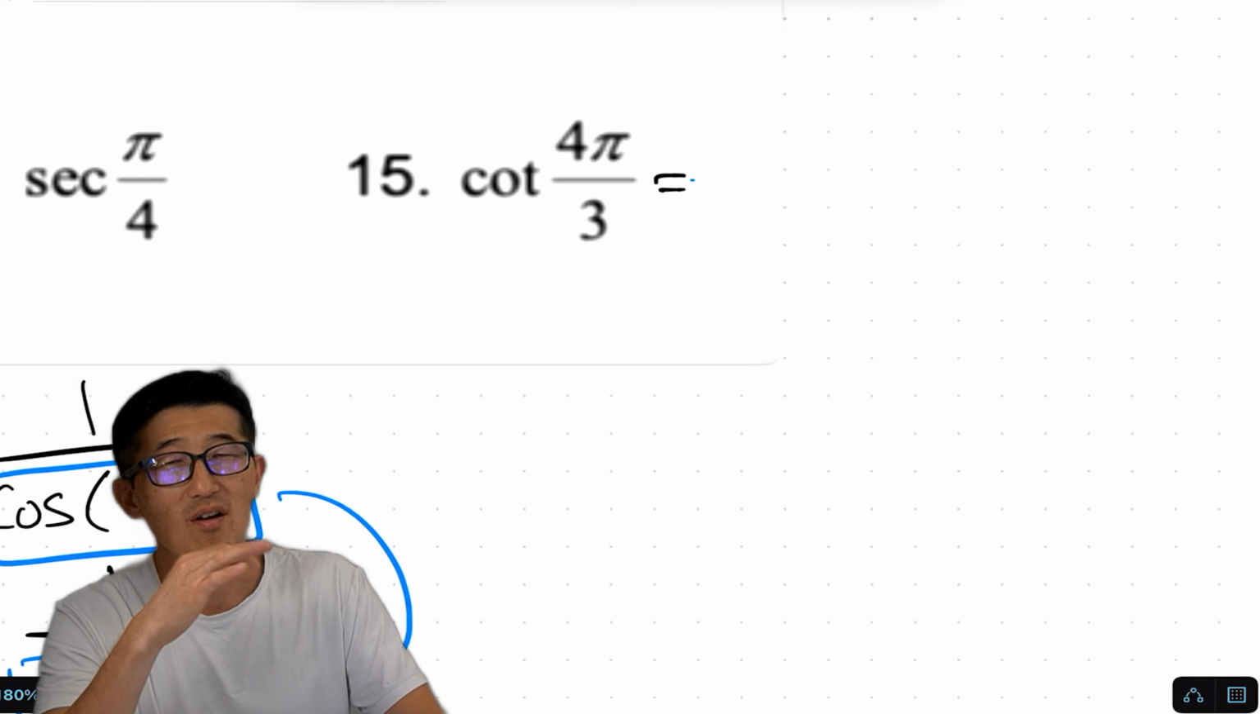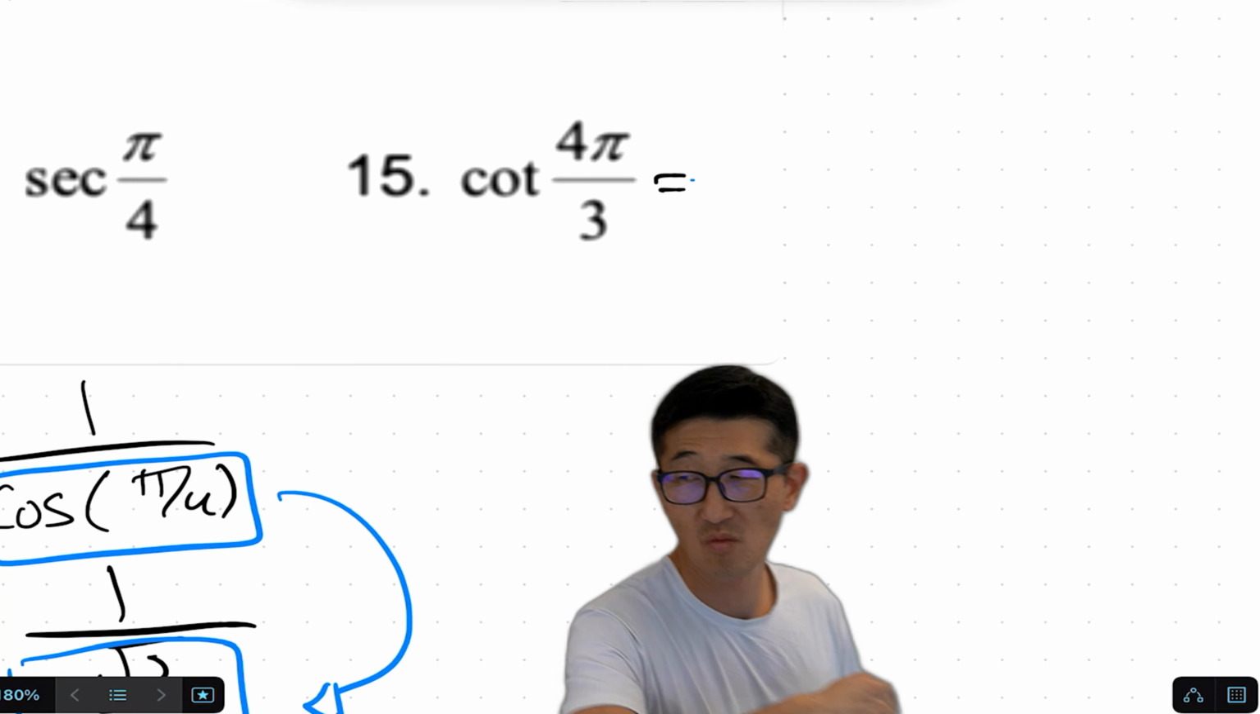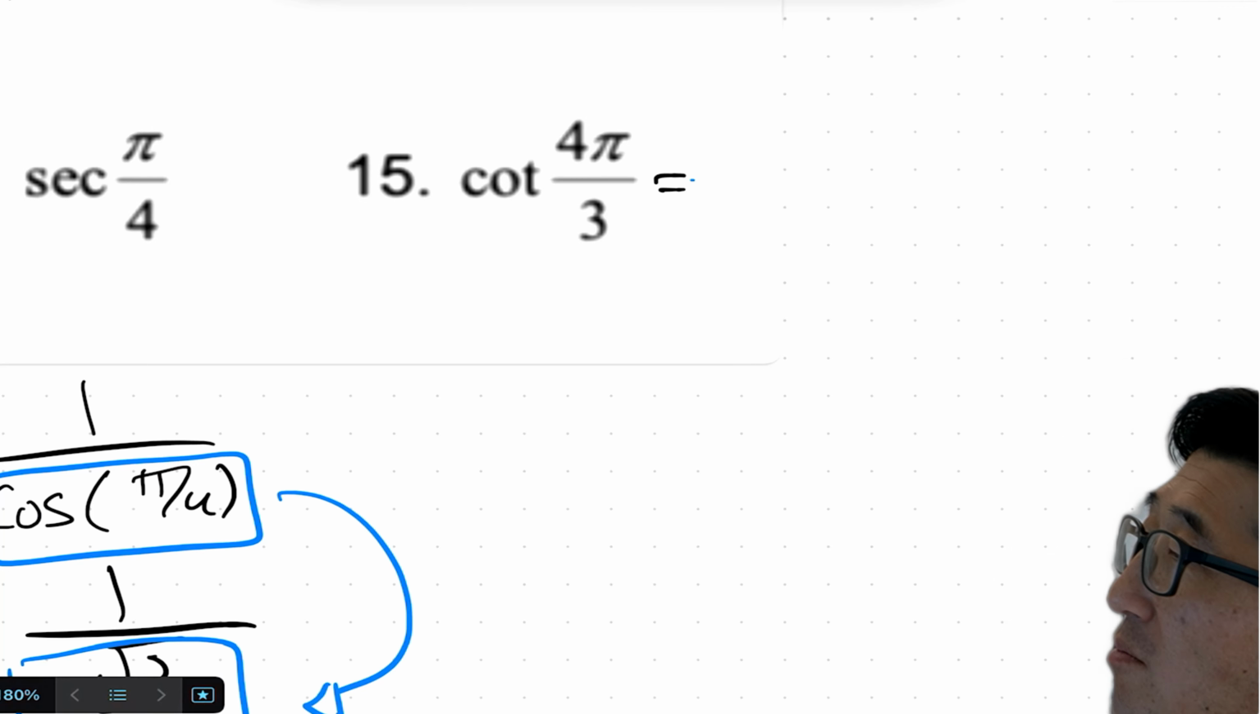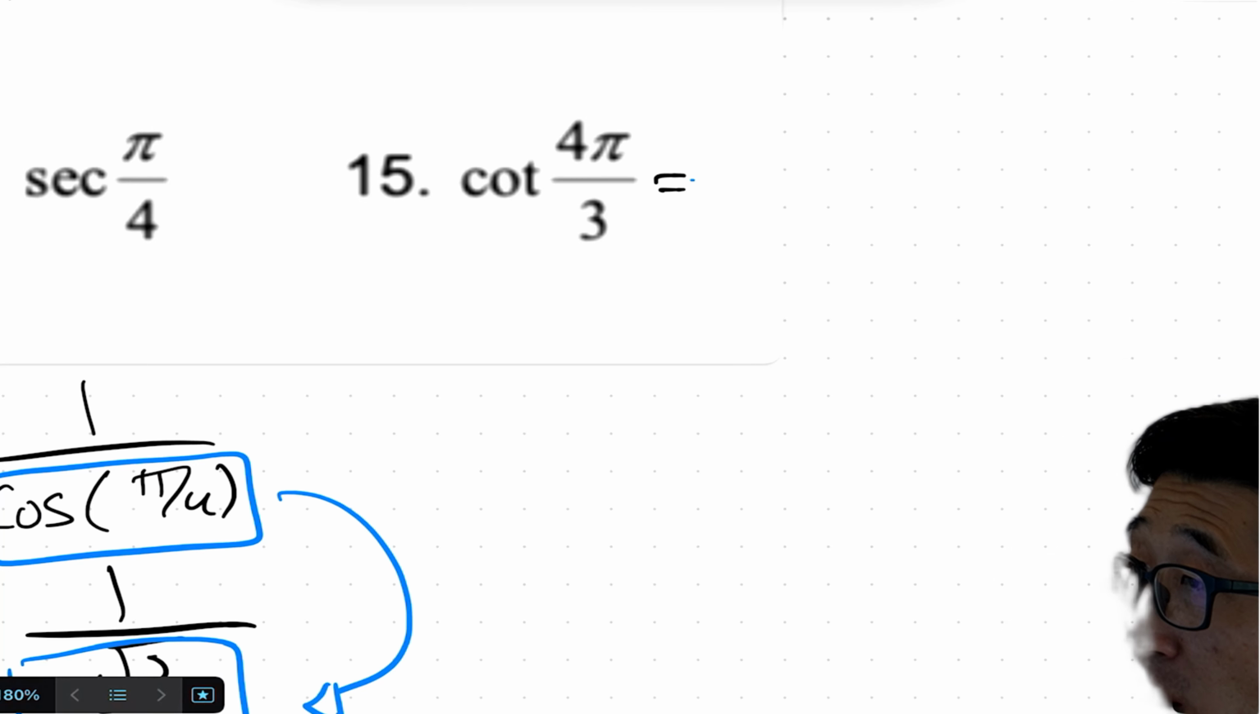Tangent. All right, try this one: 4 pi over 3 and tangent negative.